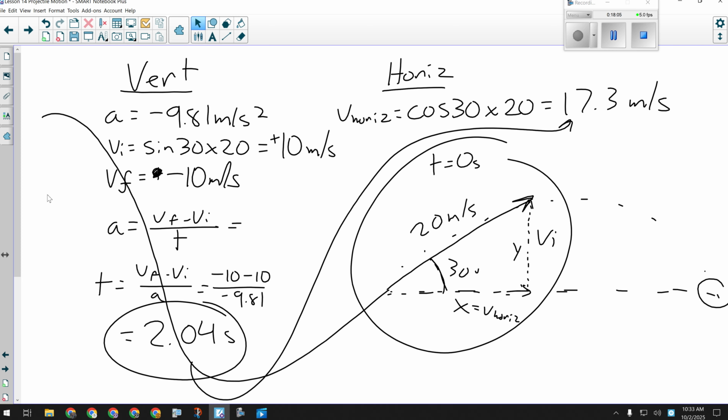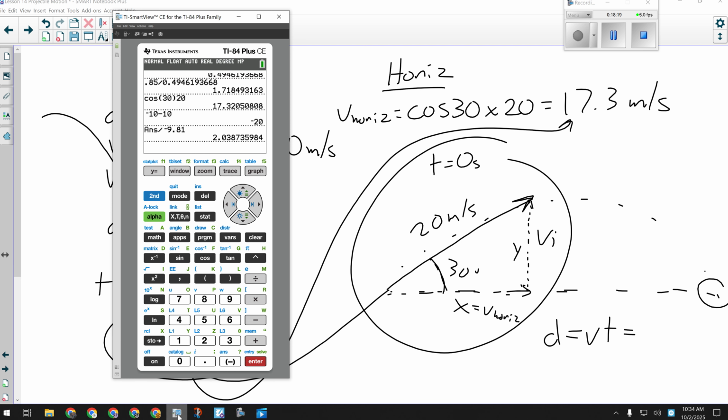Okay, so now that I know this time and this speed, I just have to do a V equals D over T calculation to figure out where the pool has got to go. So D equals V times T. So we take our 17.3 and we multiply that by the time. All right, I better put that pool 35.3 meters away if I want to live and land in the pool.